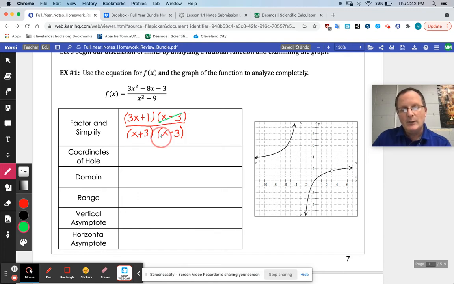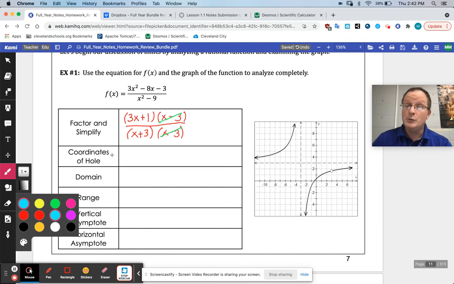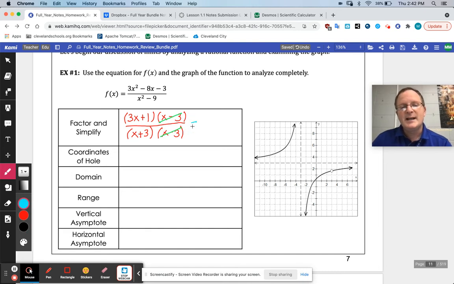The only time I can't deal with that is when x is equal to 3, because I'll have 0 over 0. We talked about that a little bit the other day. 0 over 0 is bad news. Okay, so this does simplify down to 3x plus 1 divided by x plus 3.